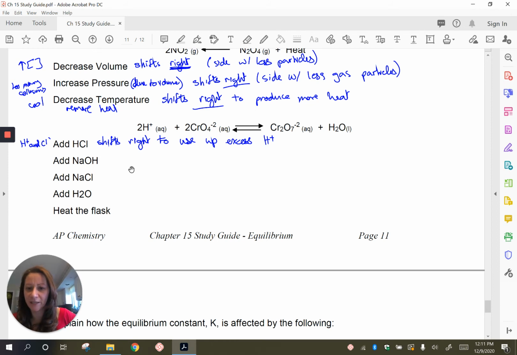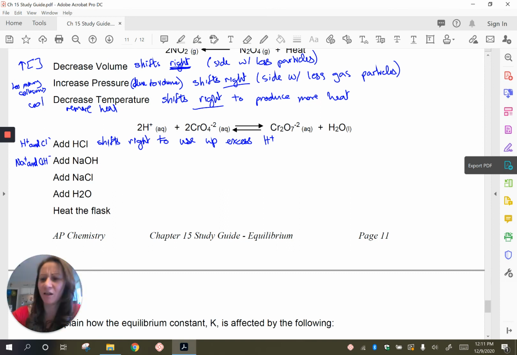Okay, how about NaOH, adding NaOH? Well, at first glance, again, we don't see any NaOH here. But if I'm adding NaOH to my solution, then that's really the same thing as adding Na pluses and OH minuses. Do you see Na pluses or OH minuses? No, you don't see either one. So is there no change? Well, actually, no.